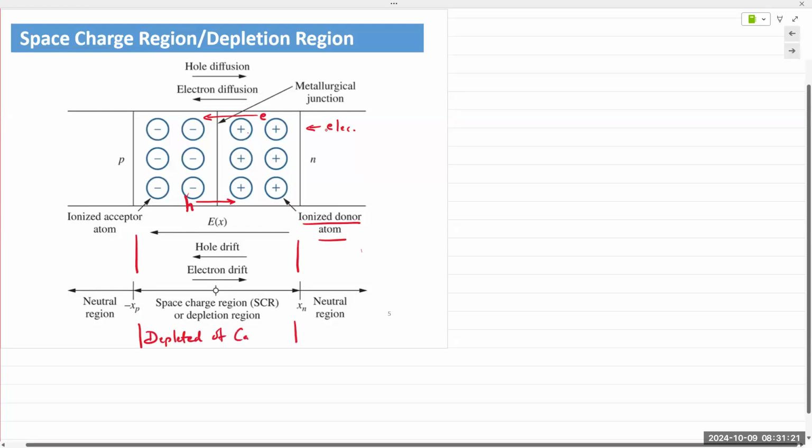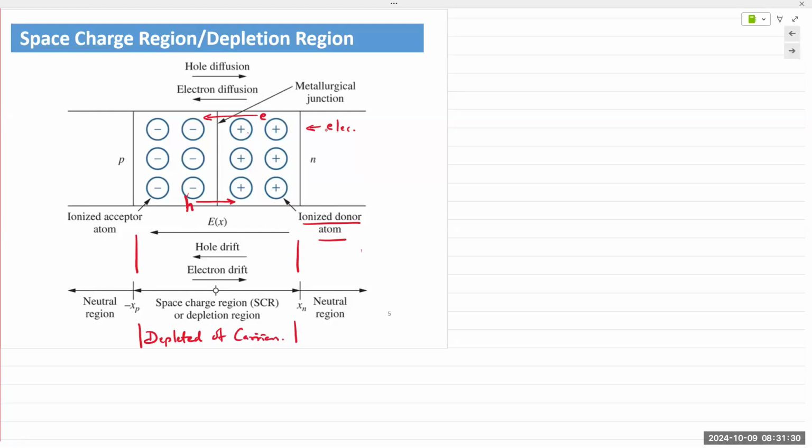So it is depleted of carriers. No electrons and no holes. All we have left is ionized acceptor and ionized donor atoms. That region is known as the space charge region, or space charge layer. More commonly, we refer to it as the depletion region because it is depleted of all charges.